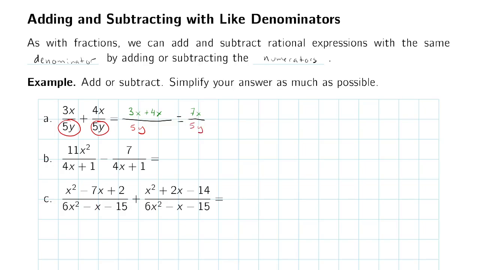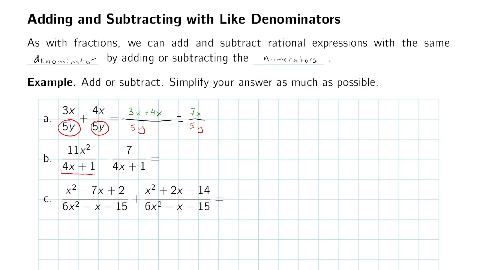Can I simplify that? Well, I have different variables in the numerator and denominator. Nothing I can do with that. 7 and 5 are both prime numbers. They have no common factors. So I cannot simplify that at all.